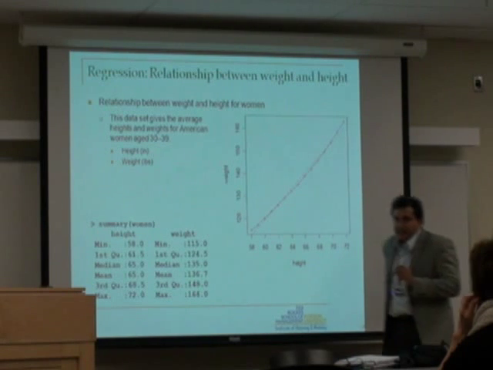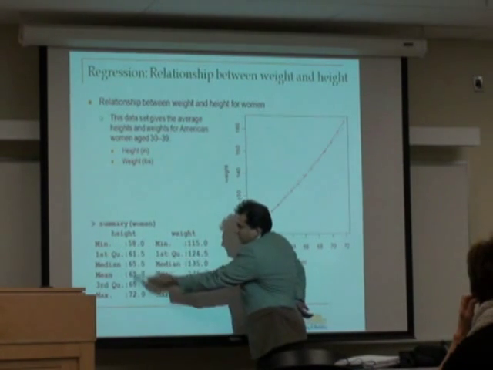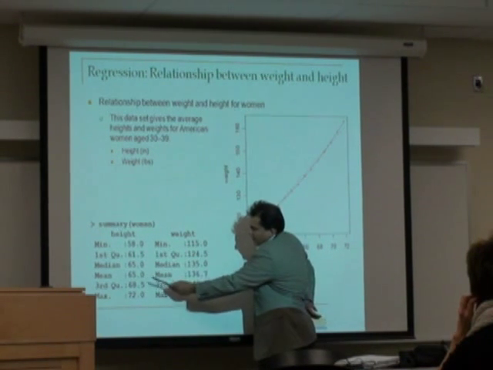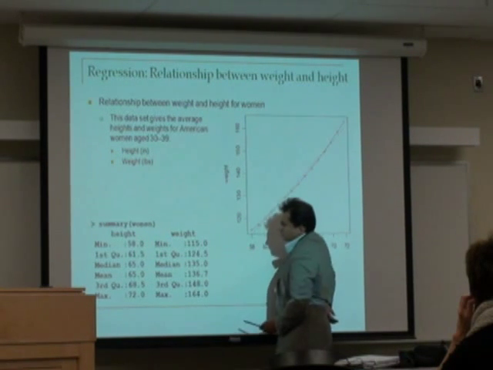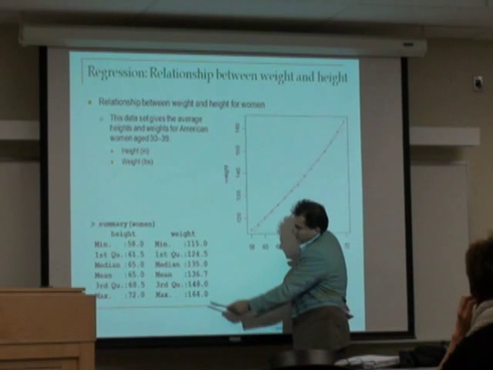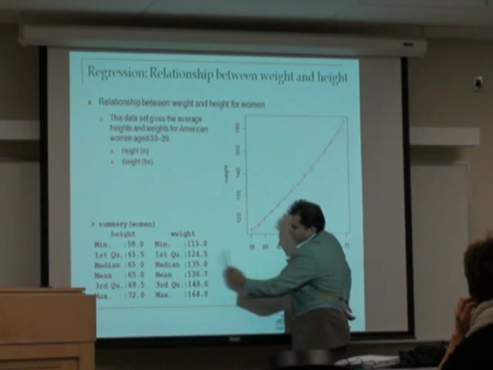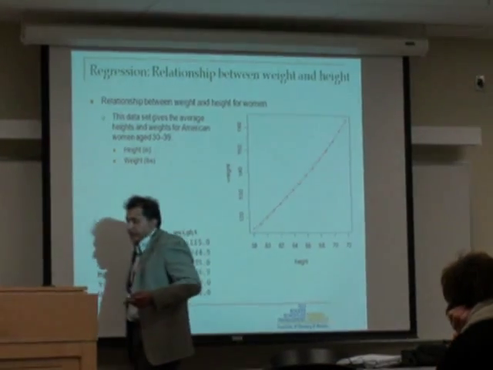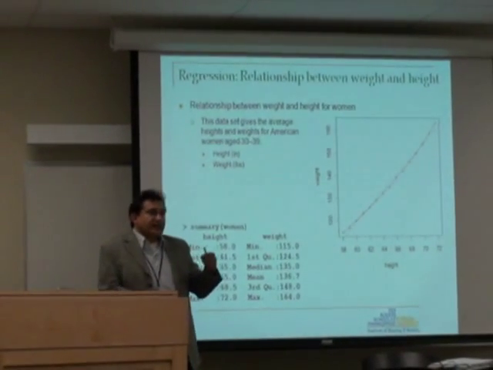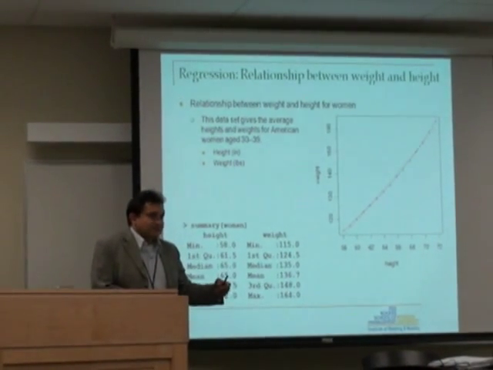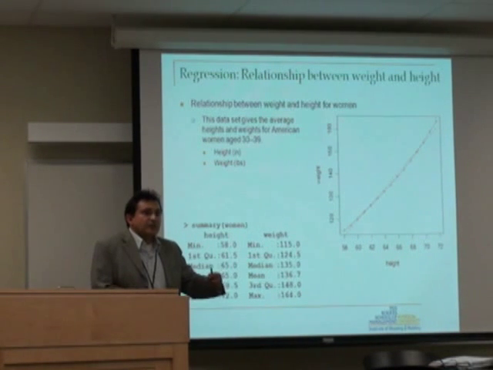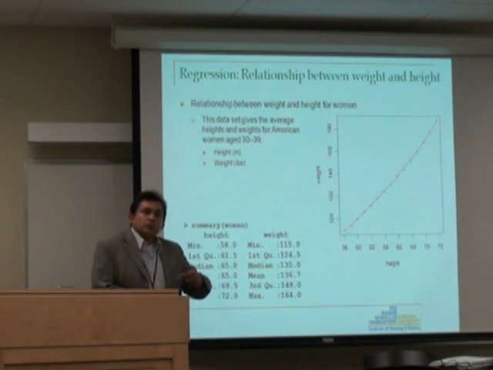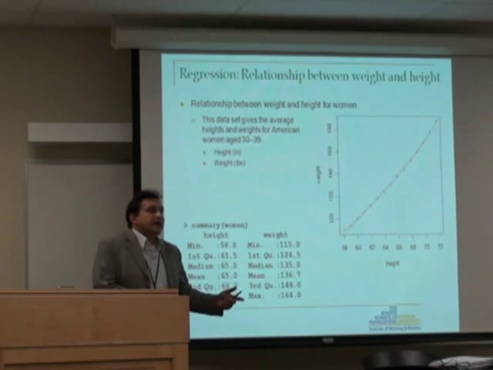And first thing I did, I summarized the two variables in the data set, right? So the minimum height is 58 inches, the mean height is 65 inches, and the maximum height is 72 inches. The minimum weight is 115, maximum is 164 pounds, and the average mean weight is 136 pounds, right? The question I'm interested in answering is how much weight increases for a given increase in height, right? If the height increases by 1 inch, how much weight would increase as a result of that increase in height?